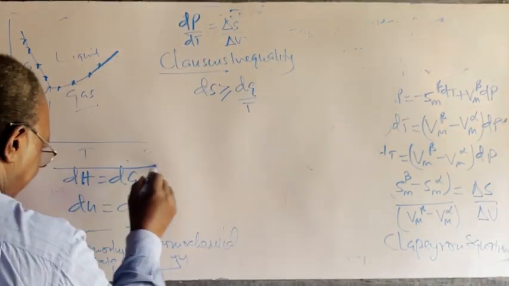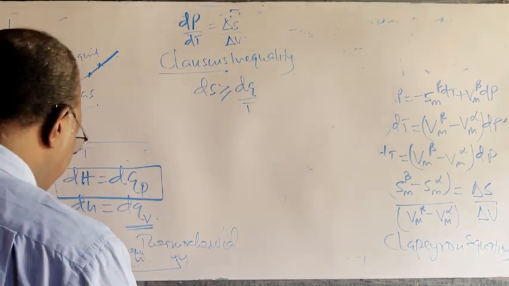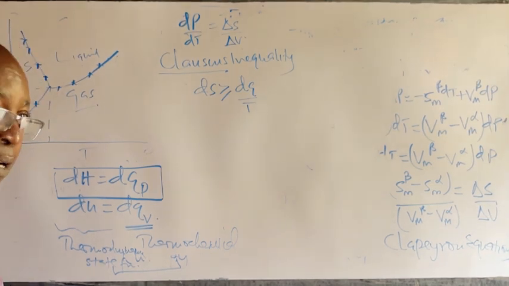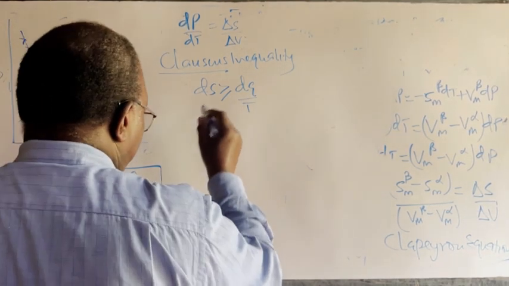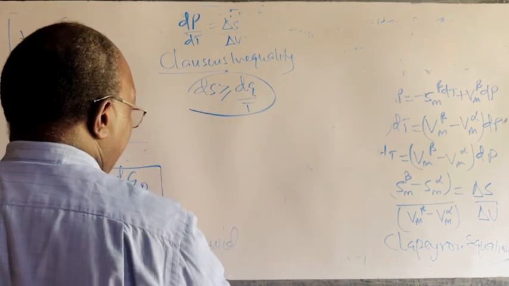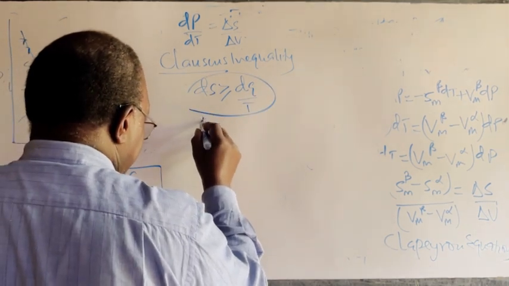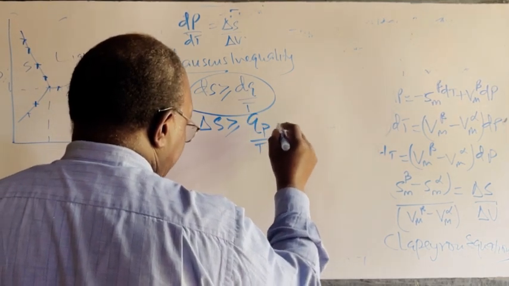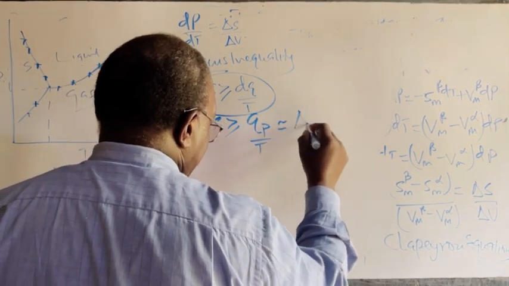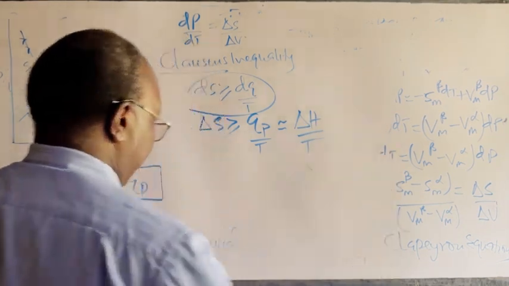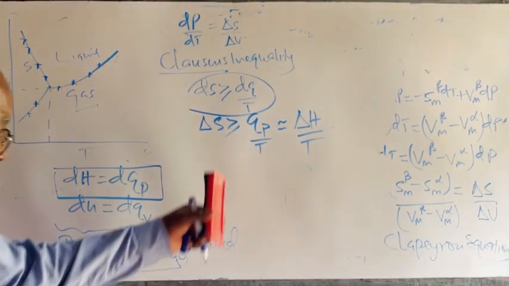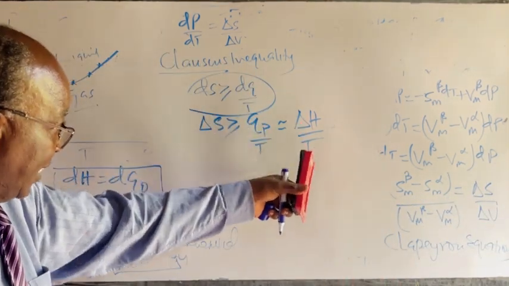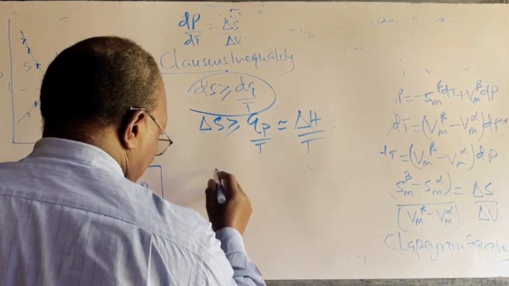Now, if we are dealing with constant pressure, then dH is equal to dQp, heat transferred under constant pressure. Therefore, if you integrate it, we have that delta S under constant pressure will be heat transferred at constant pressure over T, which we can as well write as delta H over T. So, we can now replace that delta S by delta H over T.